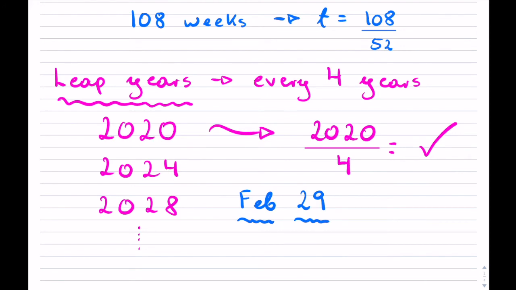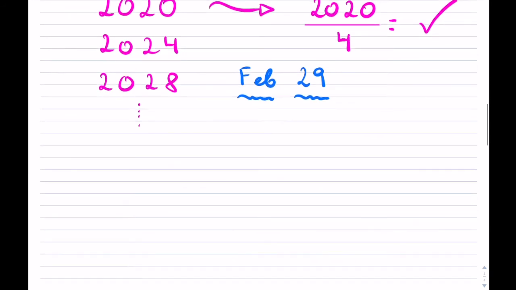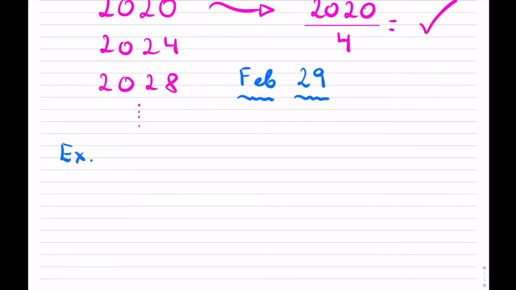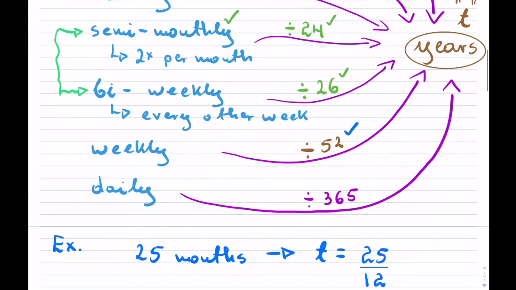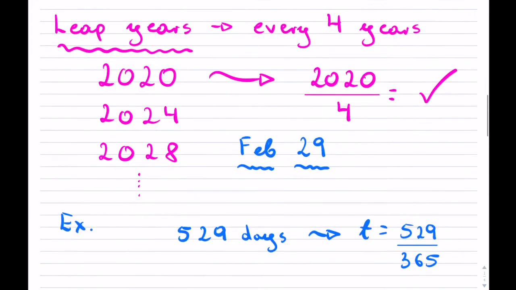If you're given the number of days, you can always find your t. So if someone told you, you have borrowed money for 529 days, you can say, all right, from that I can find my t, which is 529. Now, it's always divided by 365, regardless of whether it was leap years or not, and now you have your t in years. Notice that with daily, we have to divide by 365 to get years.